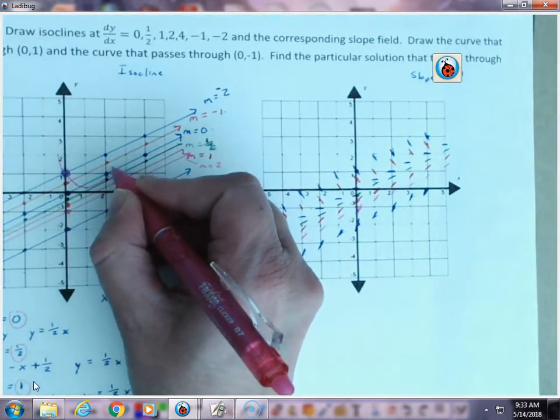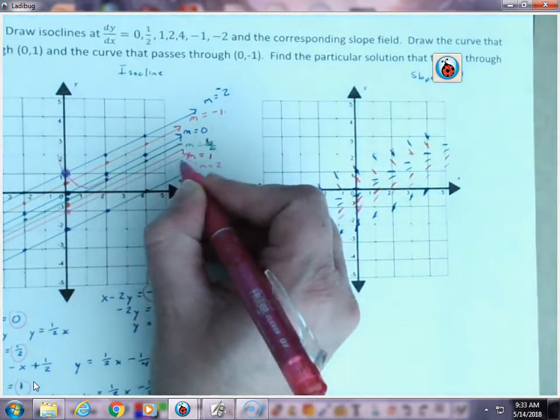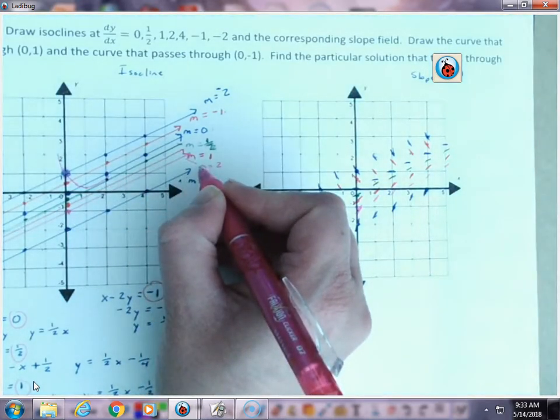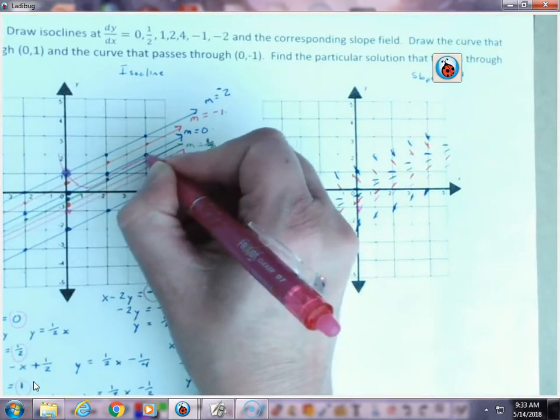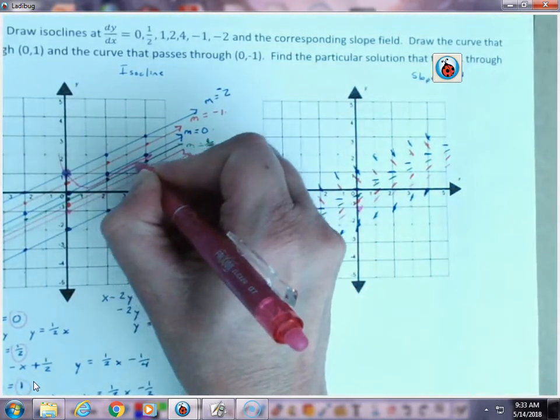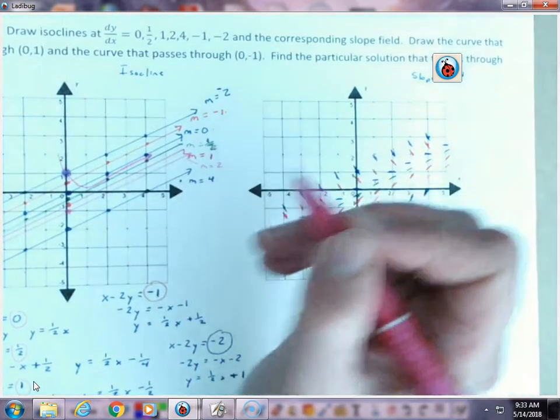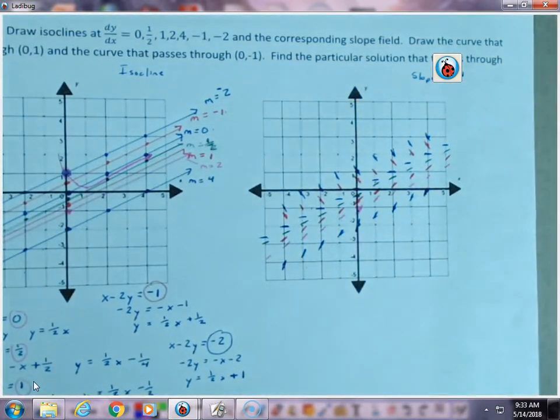Now, can you keep going up to get to 0? You can't really. Can you go down to get to a slope of 1? No. So you're actually stuck in between those two, and it looks like that. Stuck between the 0 and the 1/2. It looks like that.